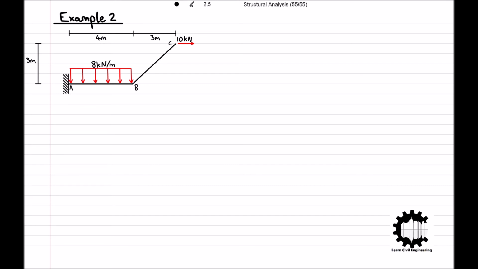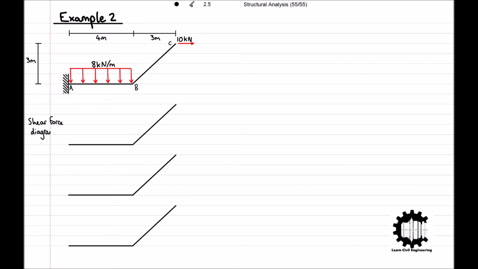Again, we will be determining the internal force diagrams for the entire length of the structure, from point A to point B and from point B to point C. If you are happy in your understanding of the previous example, why not pause the video here and see if you can solve this problem on your own.